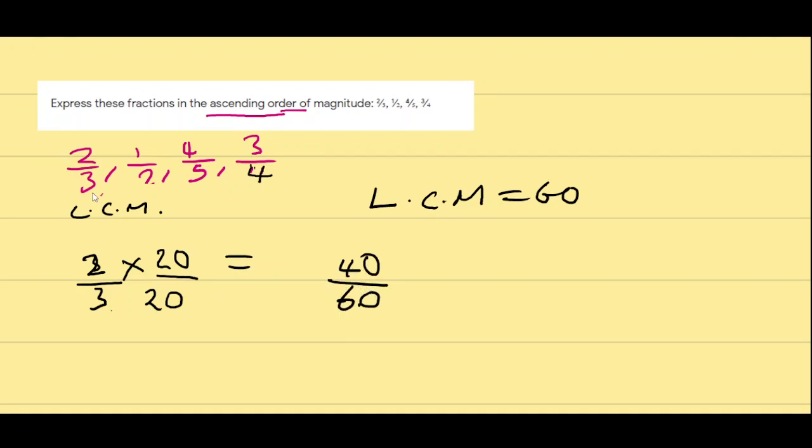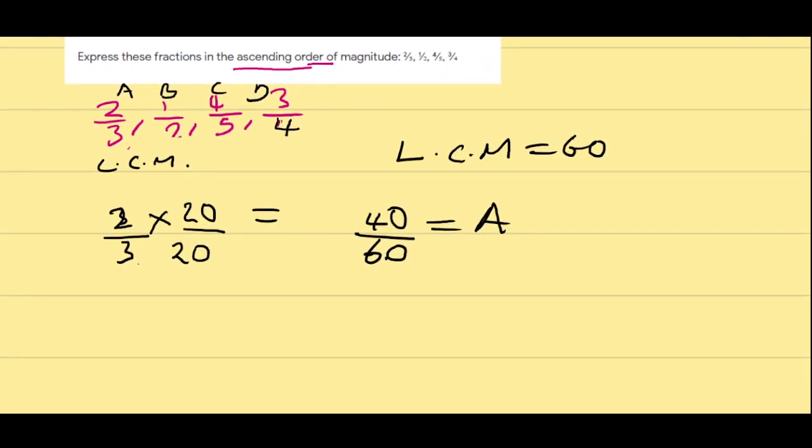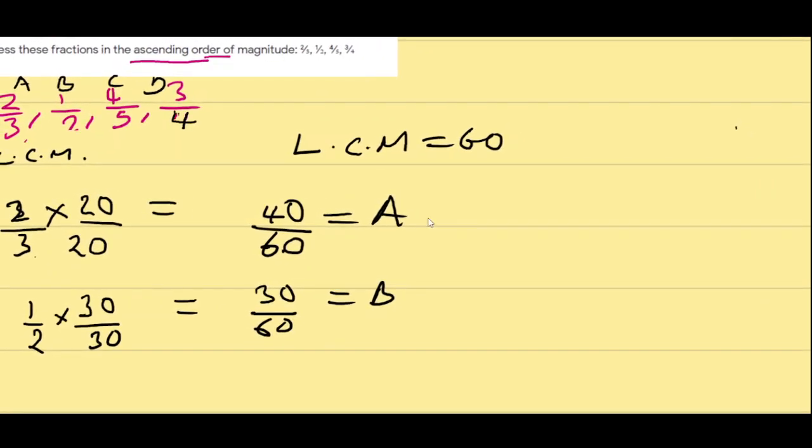So this 2 over 3, this is A. Let's call this side A, B, C, and D. So A is 40 over 60. What about B? For B, we'll have 1 over 2. Now we're going to multiply this by 30 and divide by 30. This will give us 30 over 60, and this is B. Let's see. What about C here? Let's use a different color.